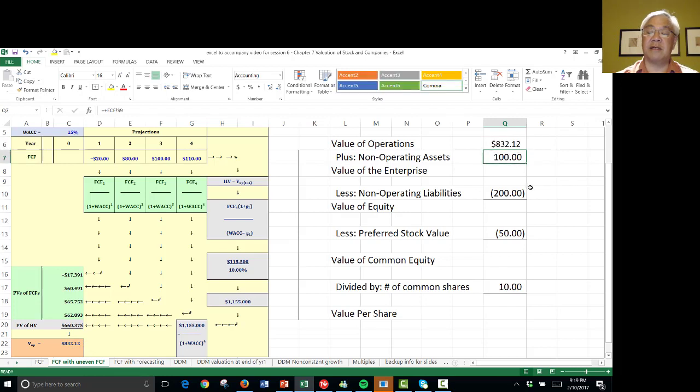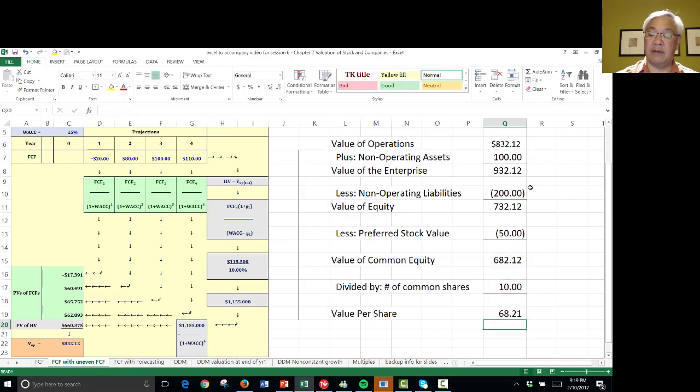We still have $100, so we would add that, plus that, plus that. And we subtract from it the debt. And then we subtract from that the preferred. And that gets us the value of common equity. And we divide by 10, 10 being 10 million shares. Divide by that. And this is per share.